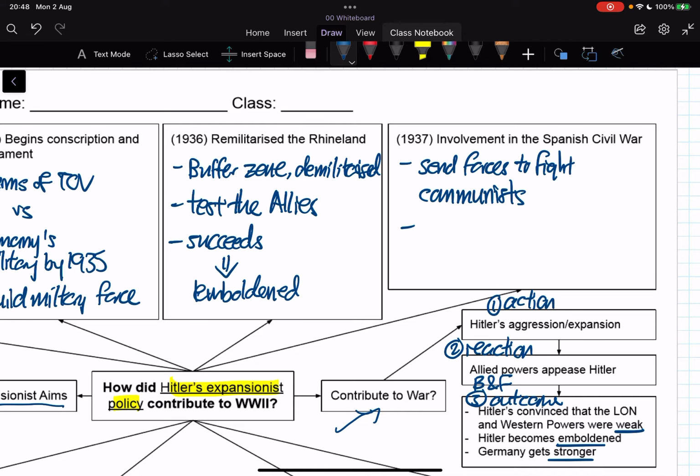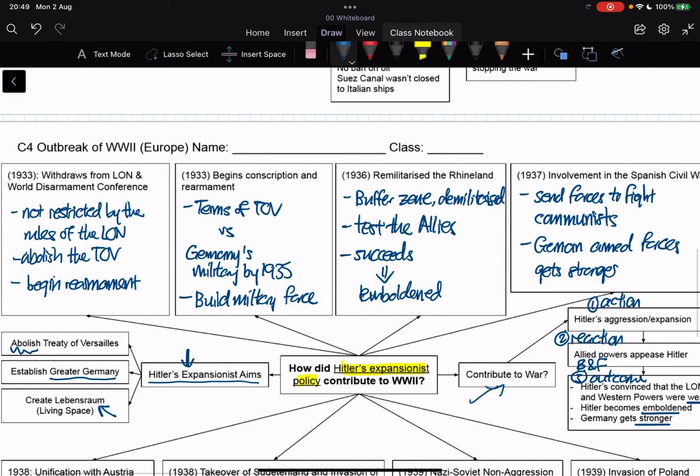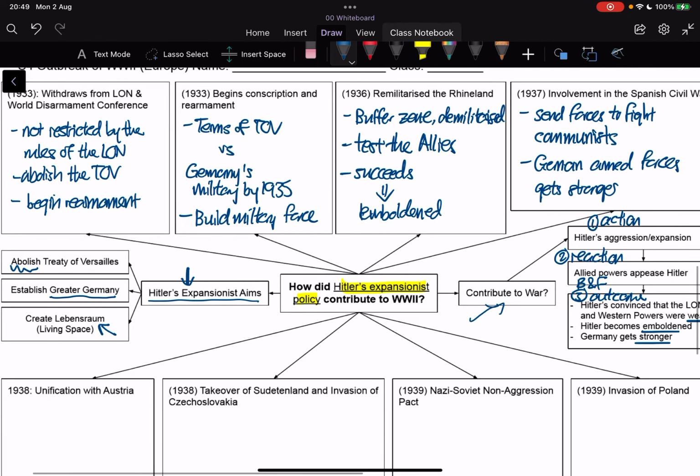As a result, what was the outcome? The German armed forces become stronger, and by the late 1930s, Germany's armed forces are going to be the strongest military in the whole of Europe. So in these first four cards, we start to see that Germany is starting to expand. Britain and France are not going to stop him, they're going to appease him, and it's going to embolden Hitler.